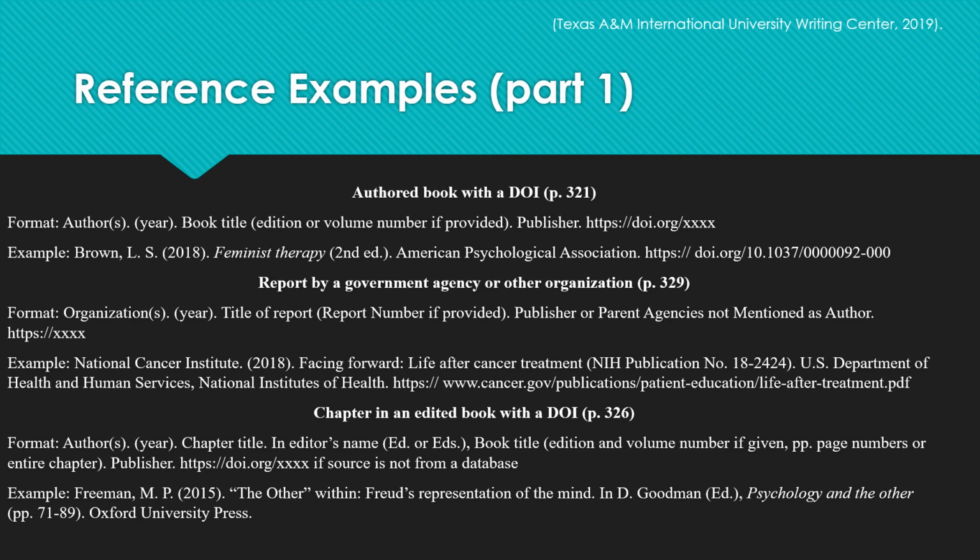So a chapter in an edited book with a DOI, and you can find that information on page 326. You include the author, the year, the chapter title, the editor's name with comma, ed. or eds., the book title with the edition and volume number if given, the page numbers of the entire chapter, the publisher, and the DOI information if the source is not from a database.